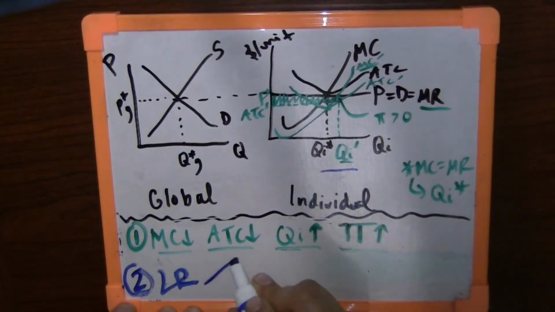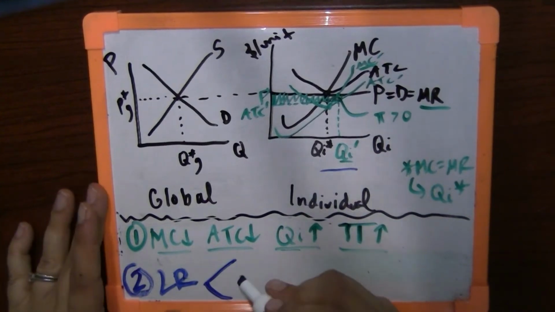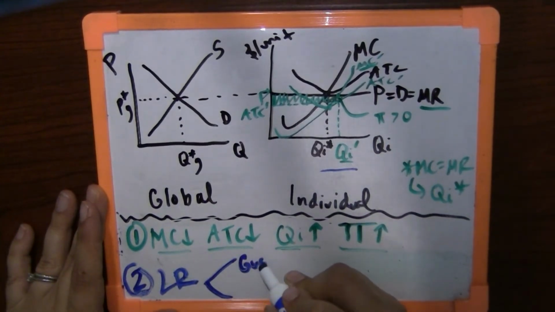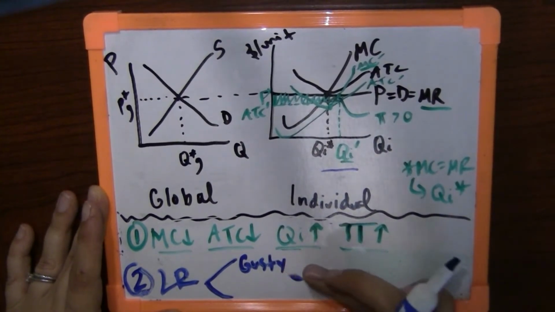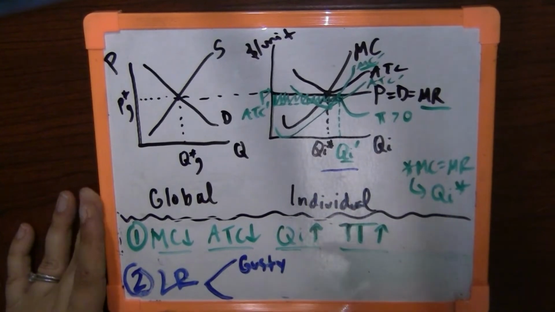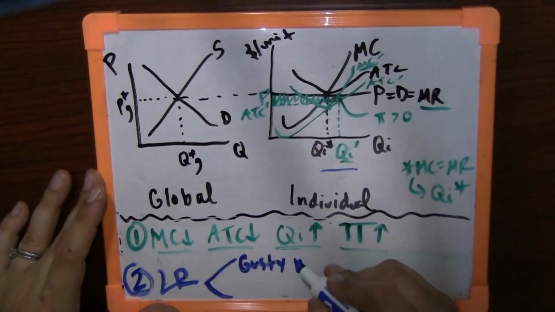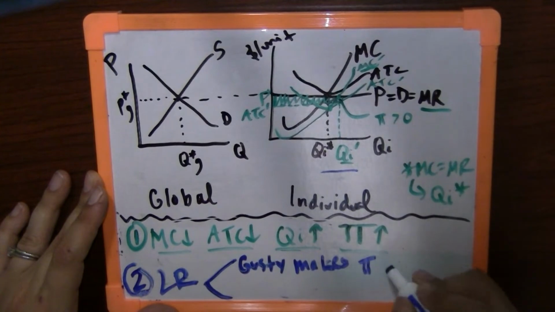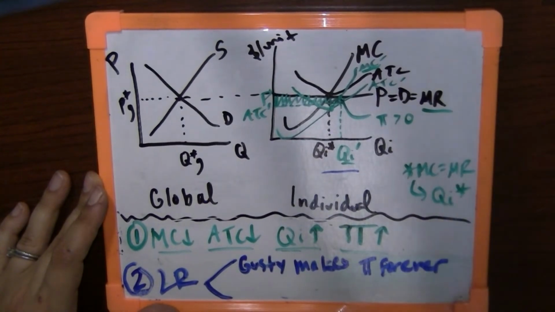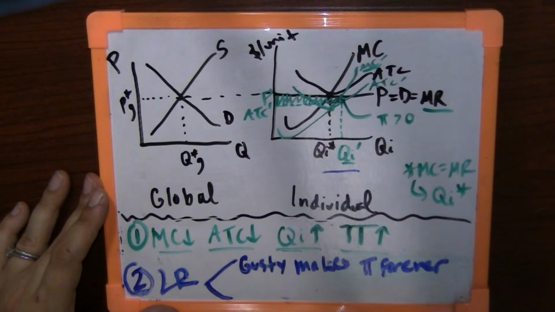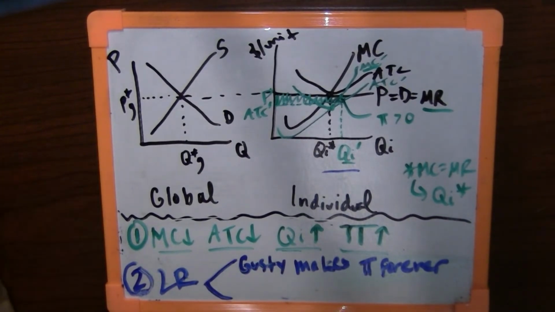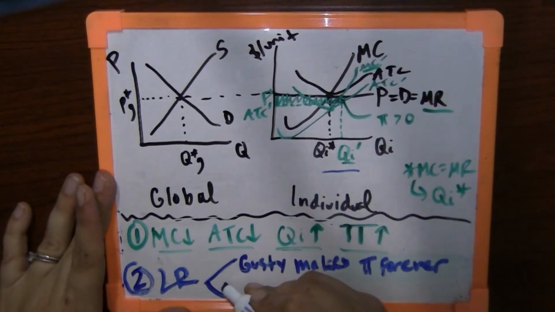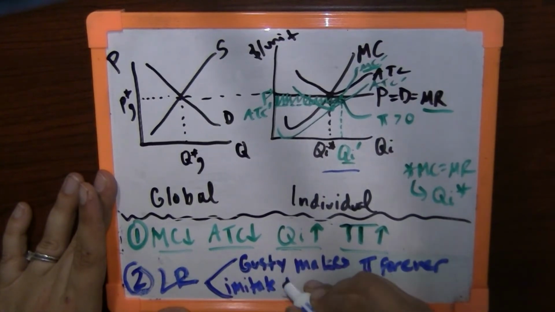So I think one of two things is going to happen in the long run. The first is maybe Gusty guards his new technology. He's the only one making a profit. And Gusty makes profit forever, right? Long live Gusty. We hope so. We hope that he can retain the patent to his new net. He's the only one that uses it, and he makes profit forever. Maybe we hope that happens. But what if other people can imitate the technology?